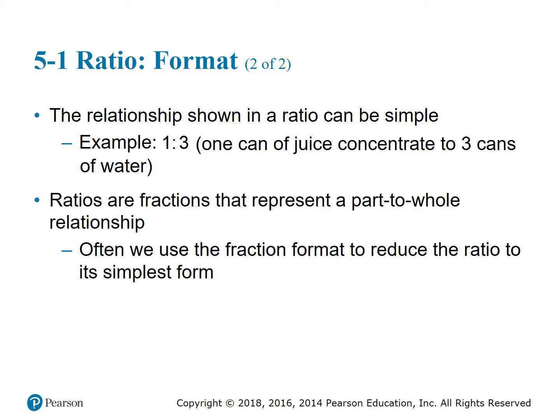A relationship can represent something as simple as the 1 to 3 ratio commonly used to mix frozen juices, right? 1 can of frozen juice concentrate to 3 cans of water. That would be a ratio of 1 to 3. I use the same thing. I like hummingbirds, and so I make hummingbird food, and the ratio is 2 to 1. 2 cups of water to 1 cup of sugar. So that would be a 2 to 1 ratio.